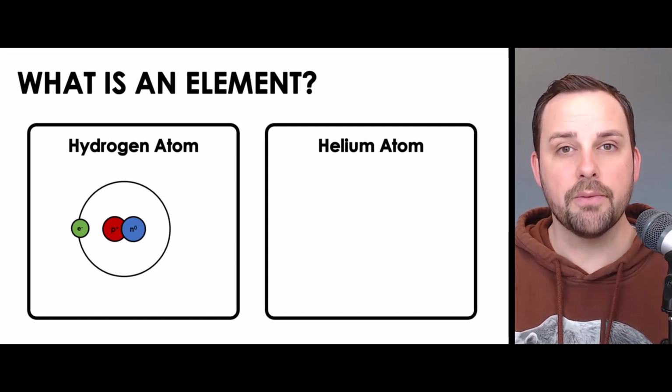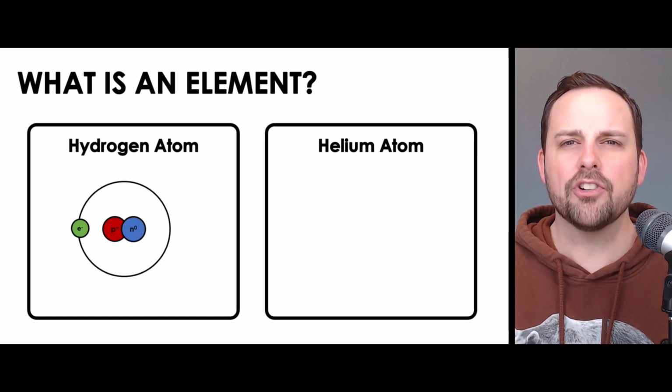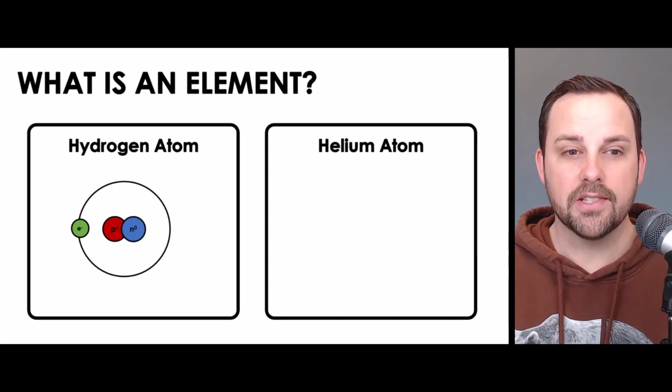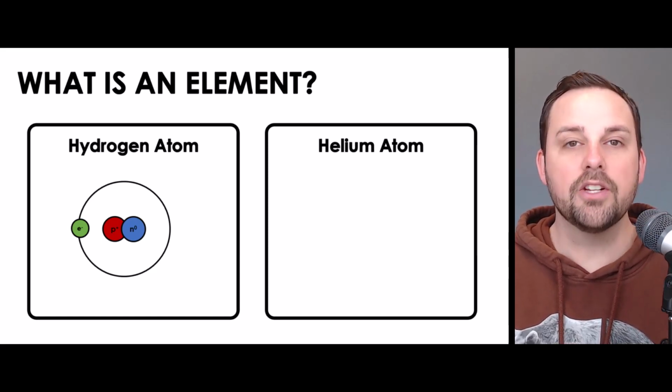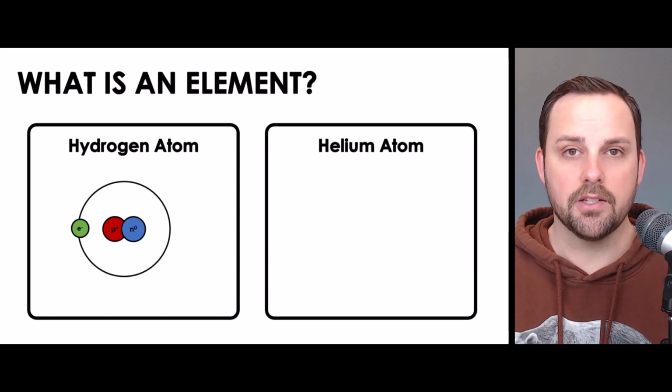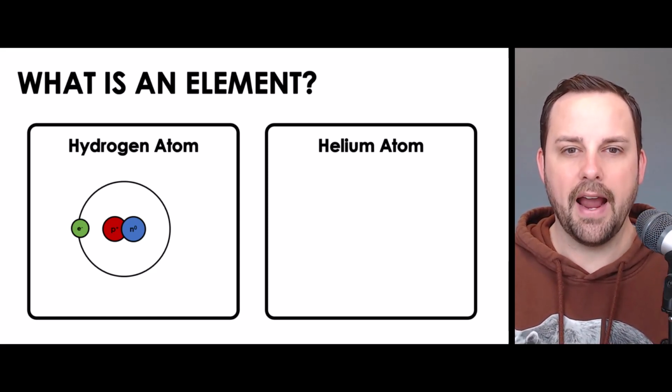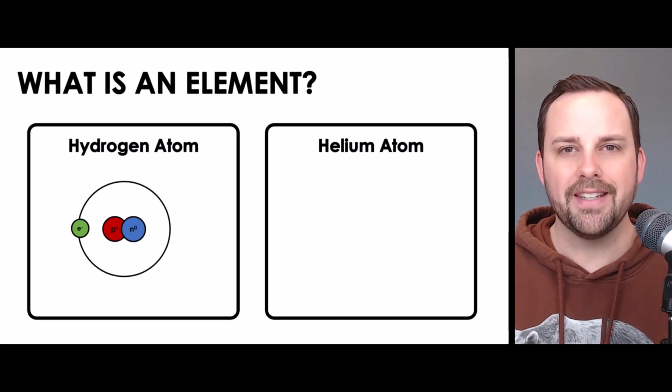There are some things about an atom that can change without changing what the atom is. We could change the number of neutrons, but as long as there's one proton, it's still a hydrogen atom. We could change the number of electrons in this atom, but as long as there's still one proton, it's still a hydrogen atom. Let's draw the next element, and that is helium.